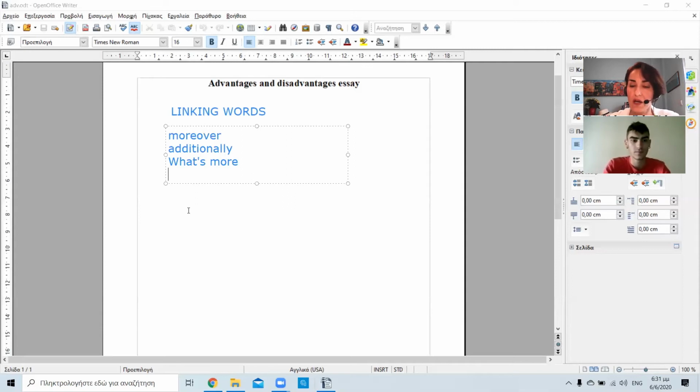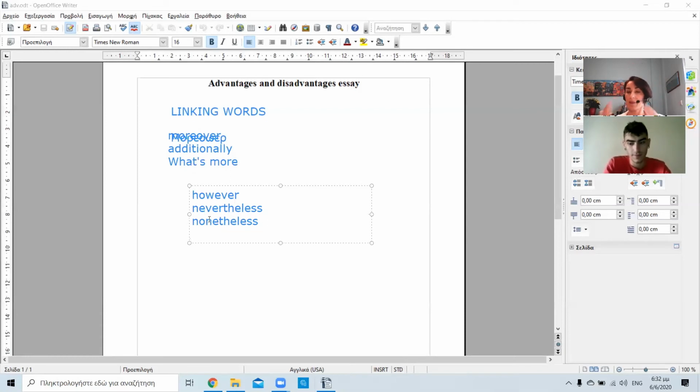But which linking words are used to show contrast? Which are the linking words that show contrast, that show the opposing side? However. Nevertheless. Good. Or nonetheless, which means the same. And especially when we have an advantages, disadvantages essay, we want to present the one side and then the other side. We say on the one hand, and on the other hand, right?